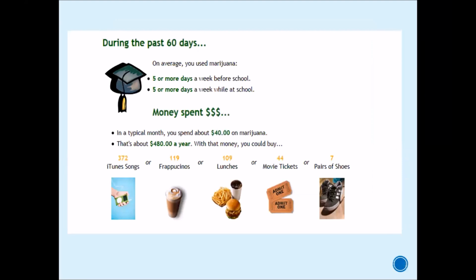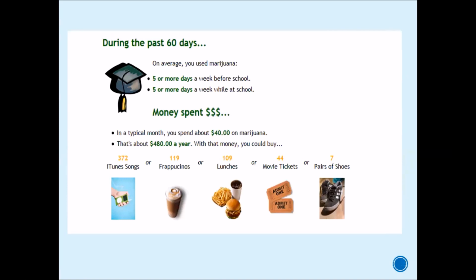We also have a section that specifically focuses on school. So I want to know how often they're using before school, how often they're using while at school, because that can generate a host of questions and a topic of conversation about how marijuana fits in with their education, with their schoolwork, with their responsibilities at school. We also ask them how much they spend. So how much literally are they investing in marijuana per month?